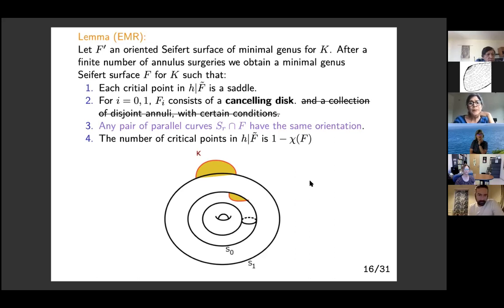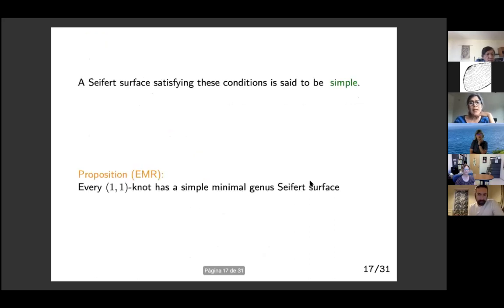And so when a surface satisfies those conditions, we say it is a simple Seifert surface. Rephrasing the lemma, it says that every 1-1 knot has a simple minimal genus Seifert surface.